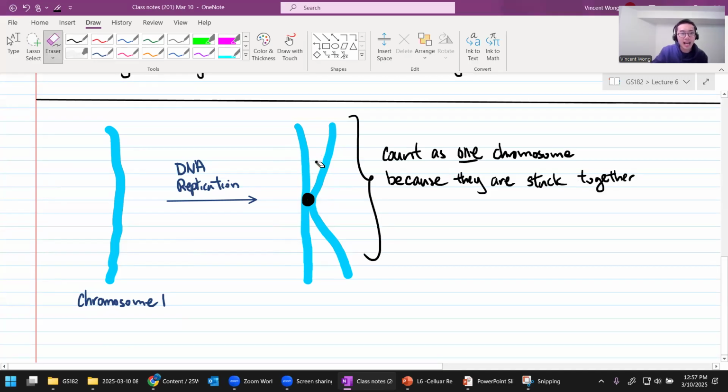And these are exact copies of each other. So we have a name for it. We call them sister chromatids. Again, the word that we use to describe these things is feminine. So these are identical.